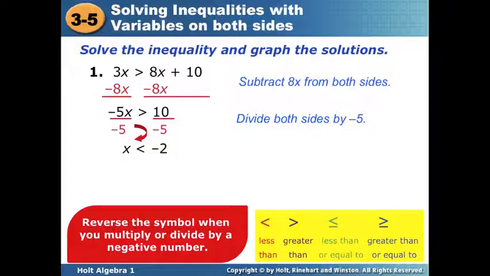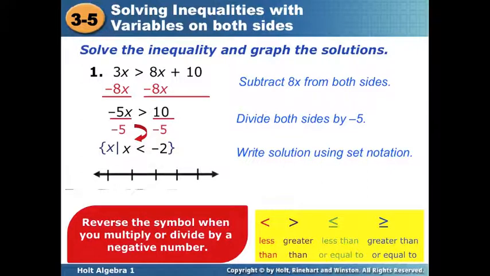Write your answer in set notation as you have learned to do in the previous lessons. So we have the set of all x's such that x is less than negative 2. Now graph your solution on a number line. Put the negative 2 in the center and do two numbers less than and two numbers greater than the negative 2.